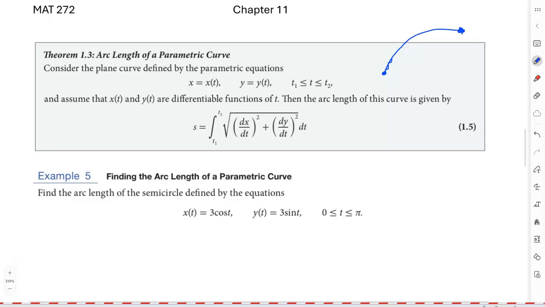So let's look at an example. We want to find the arc length of the semicircle defined by the equations x of t equals 3 cosine of t, y of t equals 3 sine of t. And we're only looking from 0 to pi. So let's find our x prime of t and our y prime of t. The derivative of 3 cosine would be -3 sine, and the derivative of 3 sine would be 3 cosine.